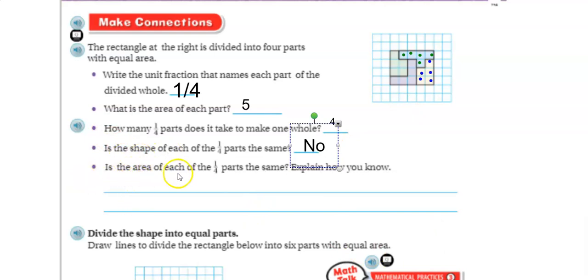And then it says, is the area of each of the 1/4 parts the same? And so that is yes, because if you look here, you count the unit squares, 1, 2, 3, 4, 5, and again 5 for each part. Yes, there are 5 unit squares for each 1/4 part. So the area of each is 1/4. So they are the same area.